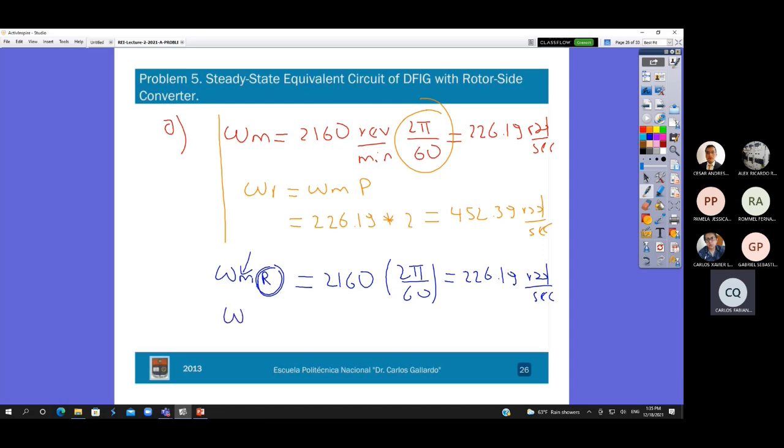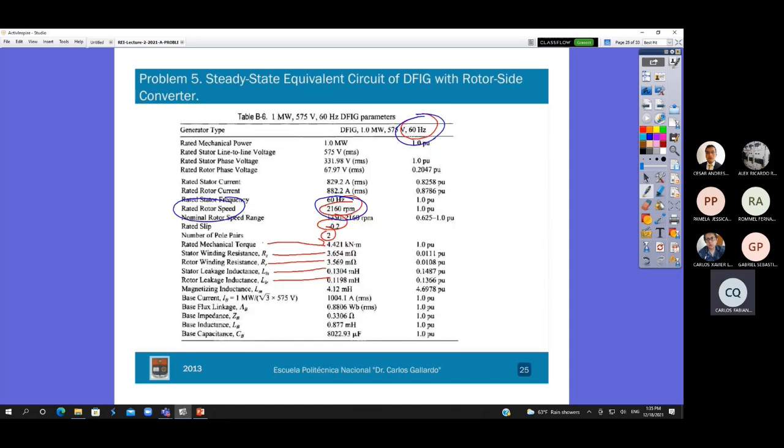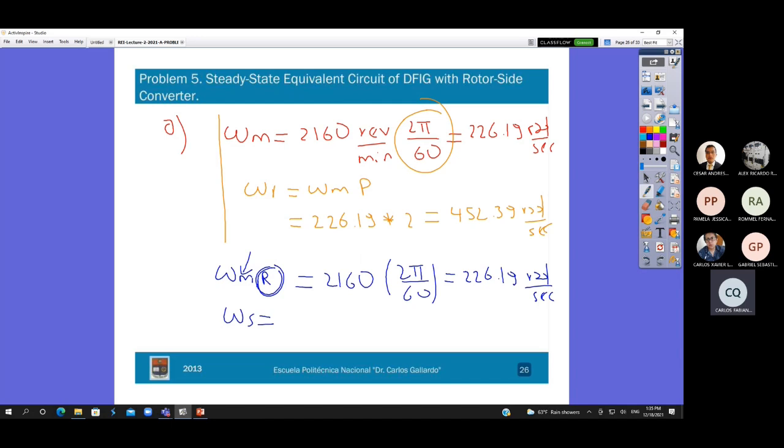What about the stator frequency? According to this problem, the frequency of operation is 60 Hertz. So the stator speed by definition is 2 times pi times the stator frequency. Substituting 60 Hertz, it means 376.99 radians per second. In a similar way, it is equal to 120 pi radians per second. This is the stator frequency.